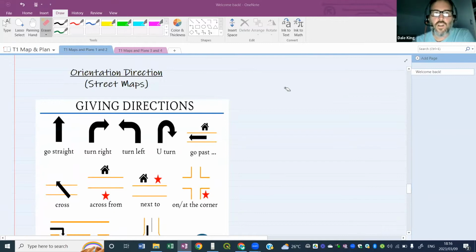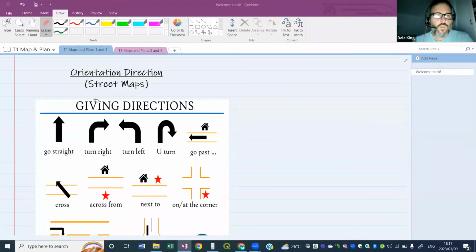Orientation direction, orientation. The word orientation means: where are you in relation to other objects? How far are you from an object, and how do you get there? Do you see it? Is it around the corner? Where are you in relation to other objects? And can you orientate yourself from one point to another? Can you guide yourself from one point to another?